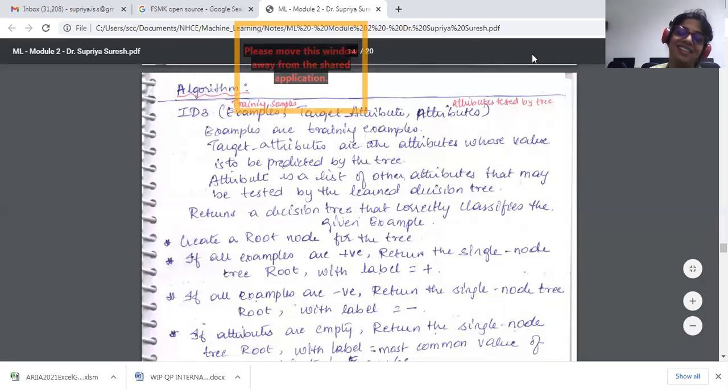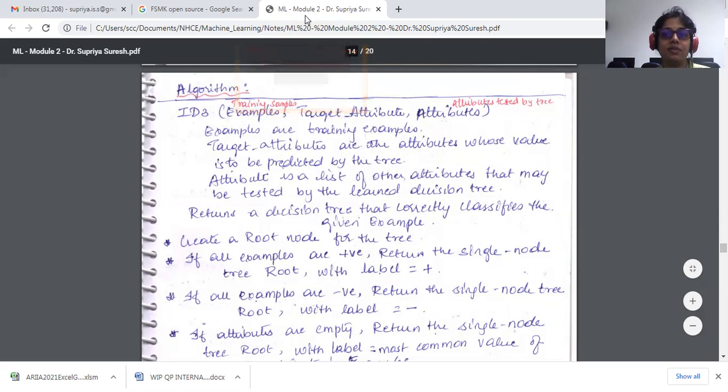Good morning, students. In the last class, we saw how decision trees are created and the major important steps in creating a decision tree. Every time as we go ahead, we first solve a problem and then go ahead with the algorithm. So today we will discuss the algorithm, and the algorithm is over here.